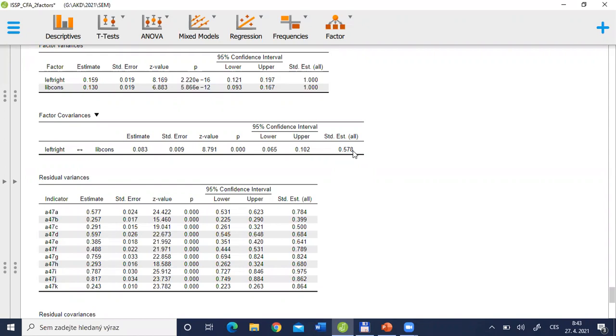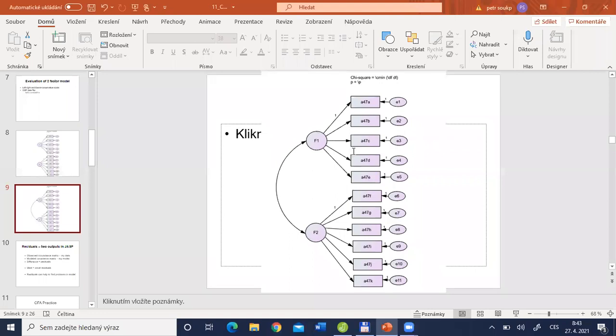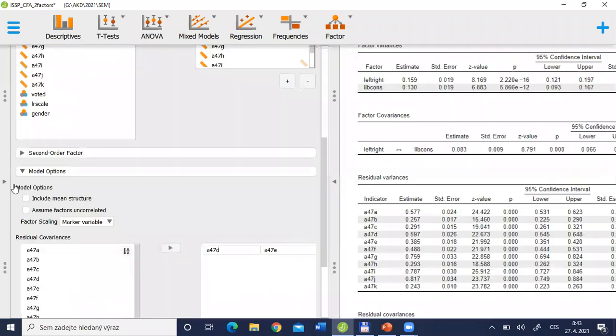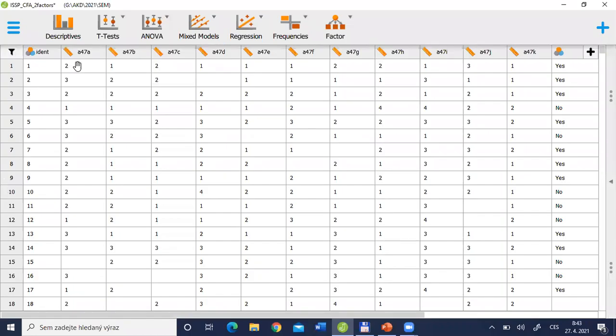It must be quite close. And it says that correlation for left-right and liberal conservative is quite strong. So here we have 0.6, so quite strong relationship for these two dimensions. And as the value is positive, and original scales are based on items that if you agree, it means small values are left-oriented people, and for liberal conservative, small values are for those who are conservative.